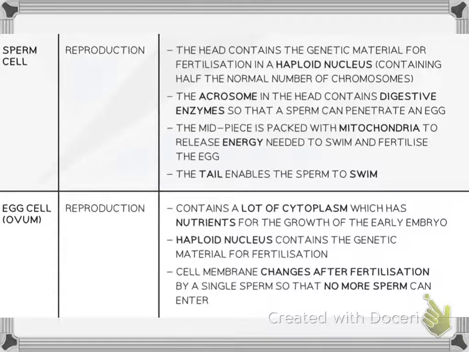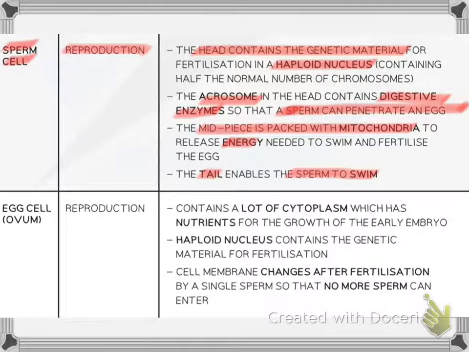Then the next cell is a sperm cell, and the sperm cell's function is reproduction. Its adaptation is that the head contains the genetic material so that fertilization occurs in a haploid nucleus, and that means containing half the normal number of chromosomes. Then the acrosome in the head contains digestive enzymes so that the sperm can penetrate an egg. Then the mid-piece is packed with the mitochondria to release the energy needed to swim and fertilize the egg. Also, the tail enables the sperm to swim.